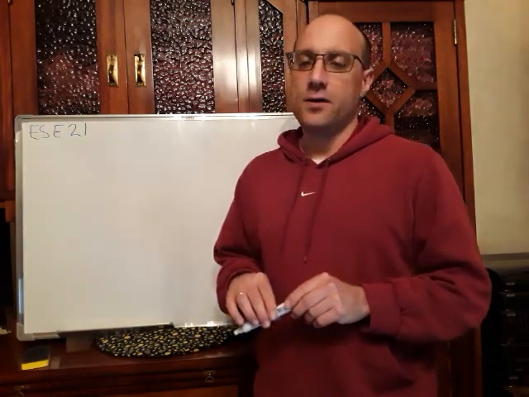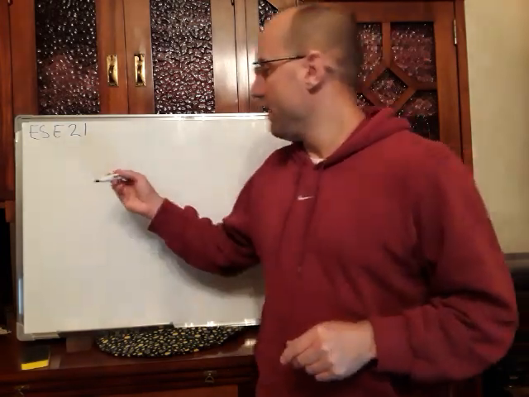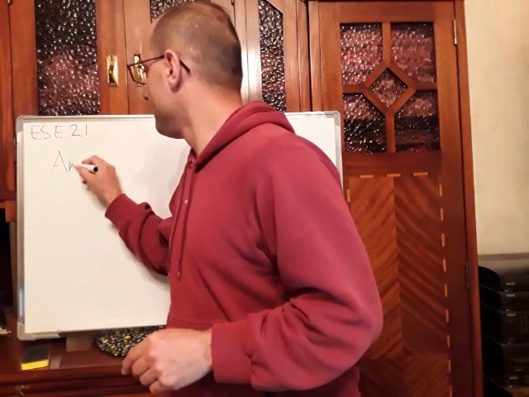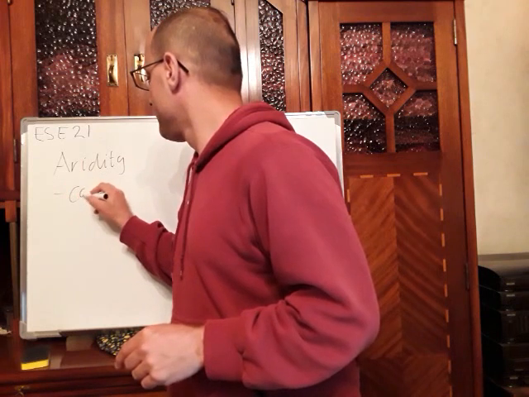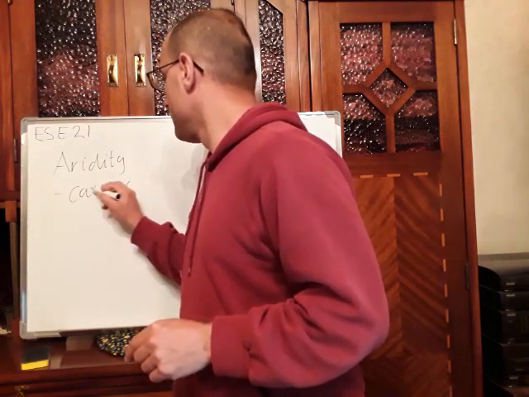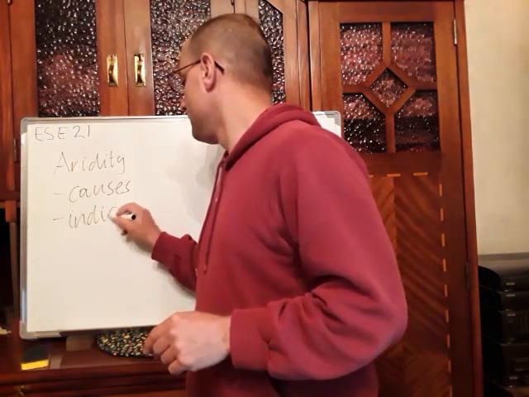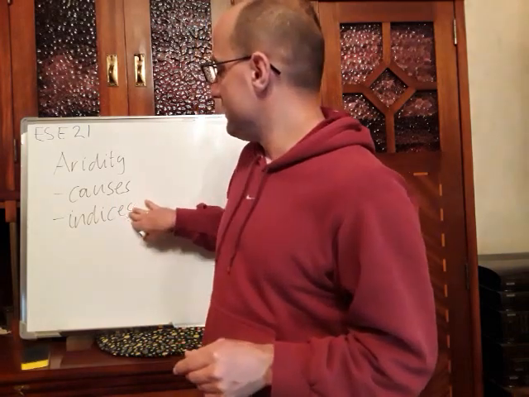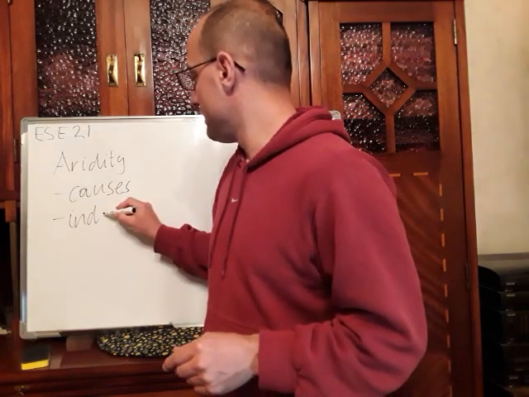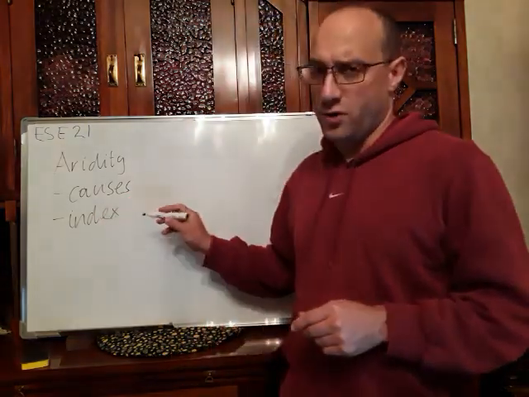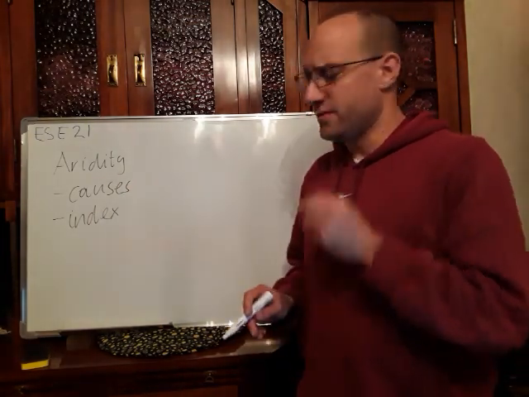So one of the things that we should know is reasons for aridity. So everything that is about aridity, its causes, or indices, or I just put here the aridity index to make it more simple language. So calculations with the aridity index, and what are the four causes for aridity.